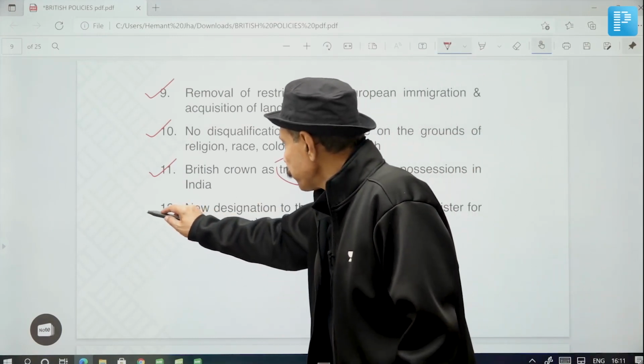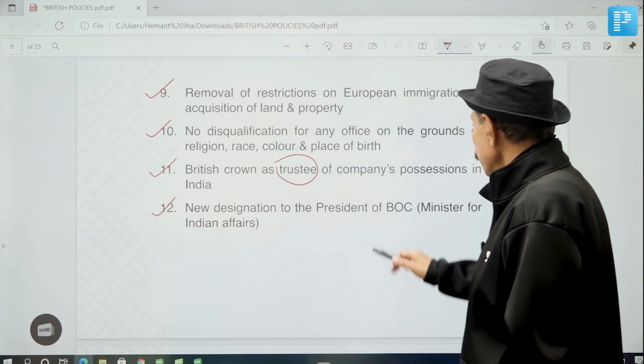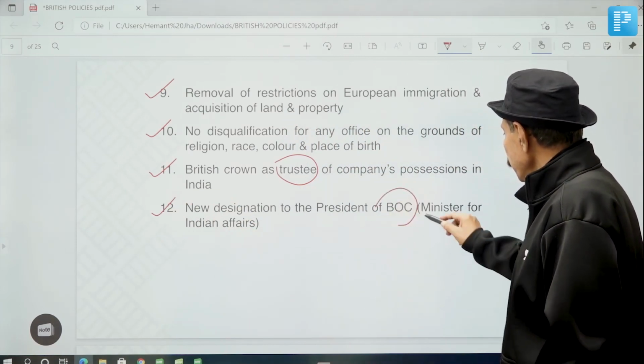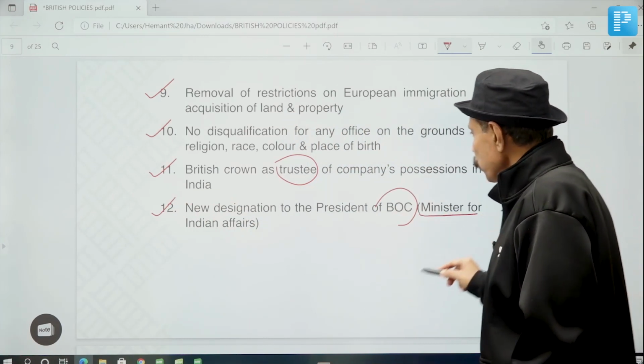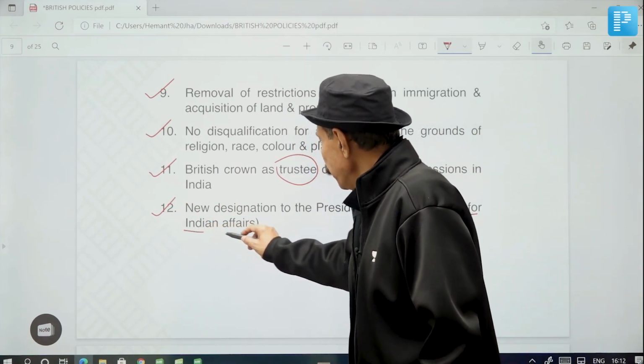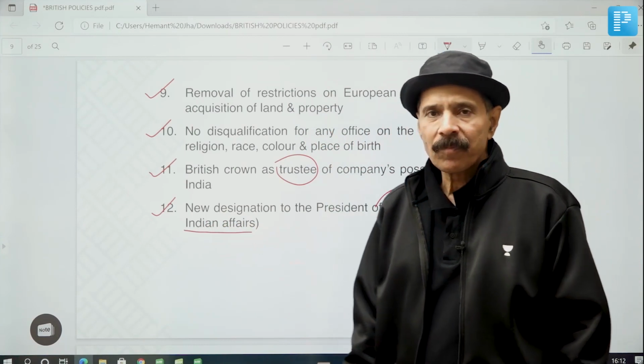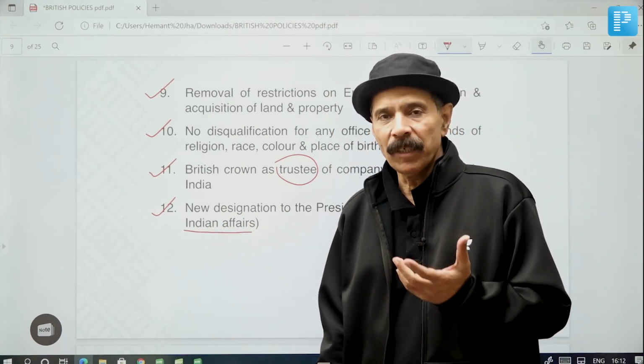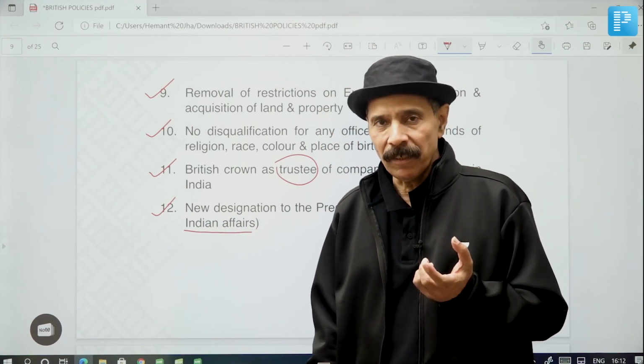And next one, a new designation to the President of the Board of Control. I have discussed the Board of Control. And this new designation was Minister for Indian Affairs. So this is all about the major provisions of the Charter Act of 1833.